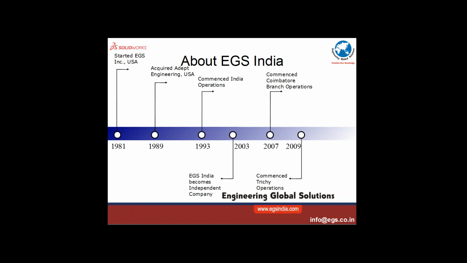EGS India was started in 1993 from our US operations, EGS Incorporated USA. EGS became an independent entity in 2003, having 2 branch offices in India in addition to our headquarters in Chennai.